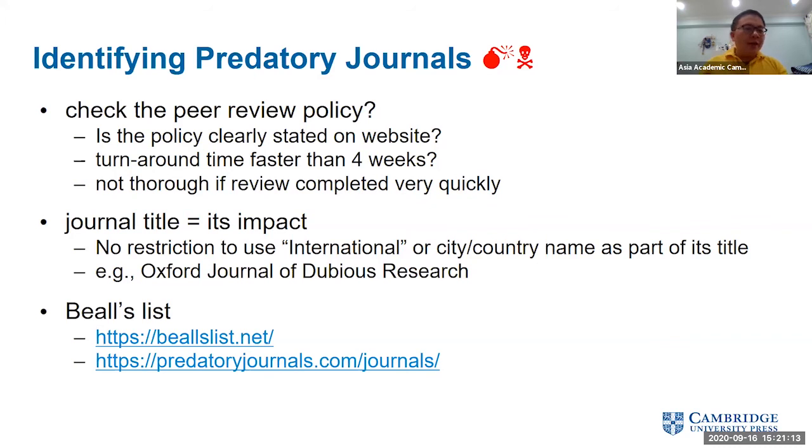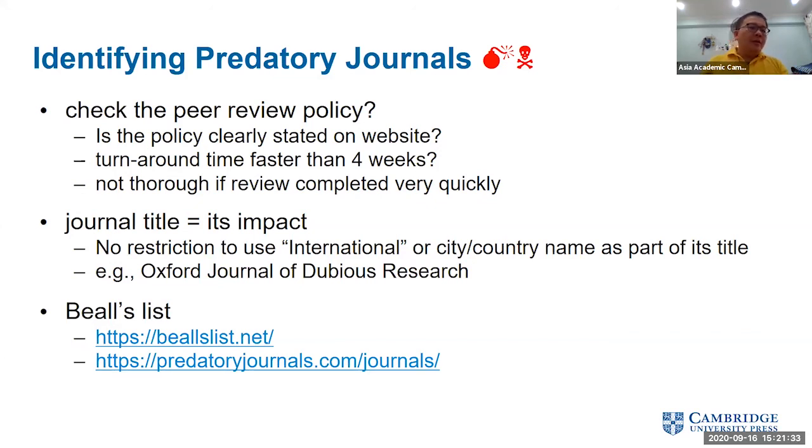Be aware that the journal title doesn't reflect impact. If they use international or a city or country name, like maybe Cambridge Journal of so and so research, it doesn't mean that it's a very good journal, because there is no restriction on journal publishers using a city or country name in their journal title.